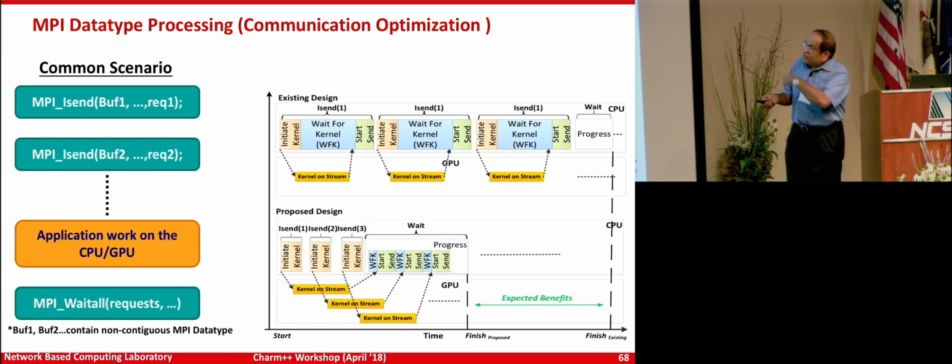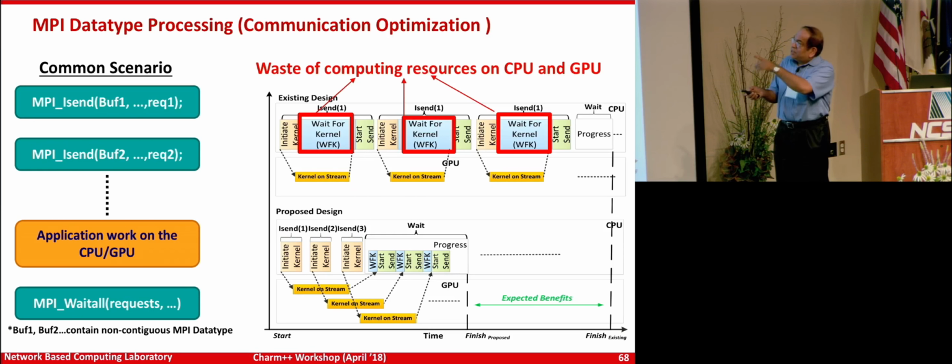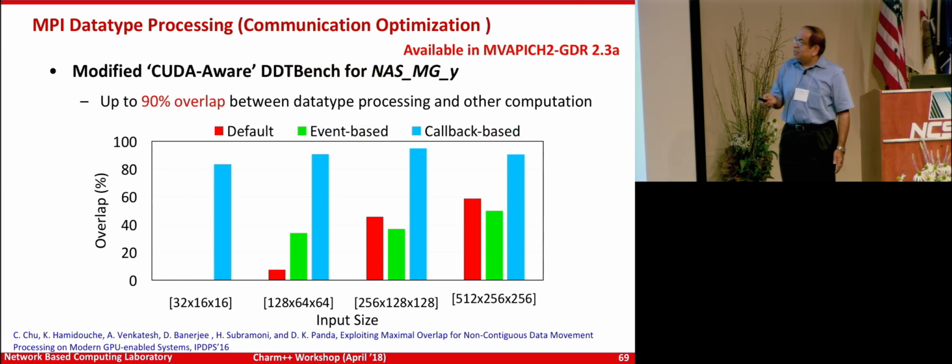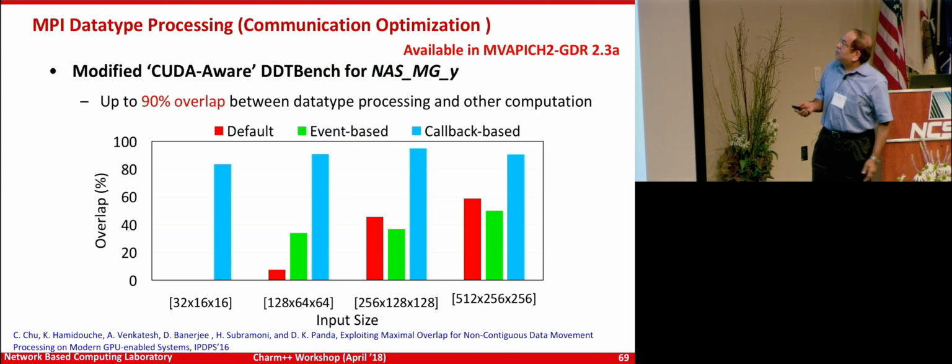This is a very nice animation which shows that in the traditional way you do MPI send buffer, buffer, buffer, and then there is a lot of overhead at the start and end, whereas this is our new design. As you can see, all these things get close to each other. So we get significant benefits on the right-hand side, and we are able to run all the data type processing better.